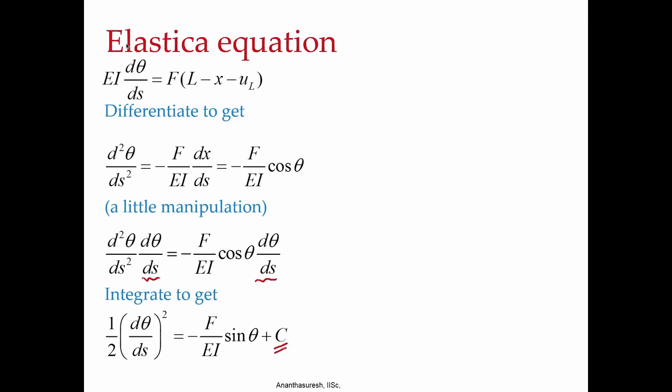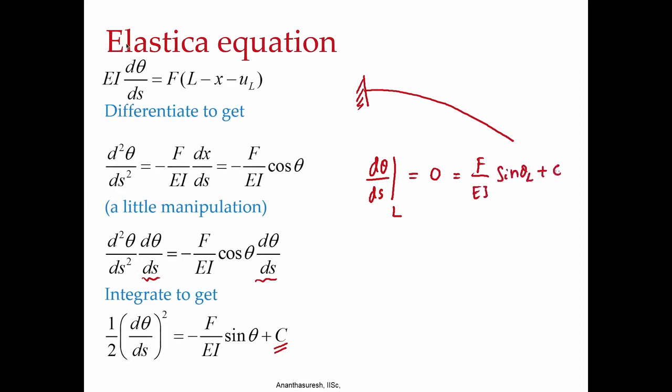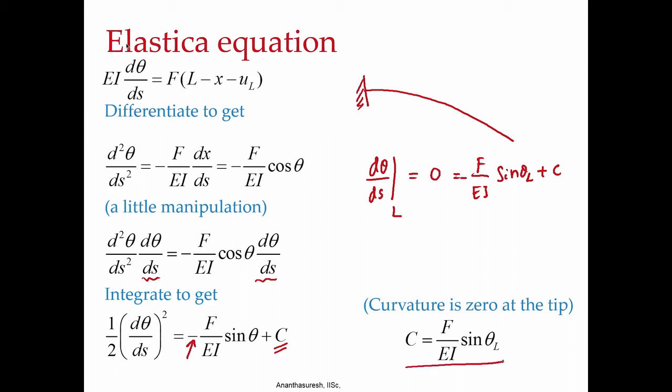That C, how do we evaluate? We use the fact that at the free end of the beam, when a cantilever beam deforms like this, at the free end the moment is 0 and hence curvature is 0. Curvature is 0 means that d theta by ds at s equal to L is equal to 0. So, that means that F by E I sin theta L plus C is equal to 0. That gives us C to be equal to, there was a minus sign here, notice that there is a minus sign that came from the differentiation. So, C equals F by E I sin theta L.